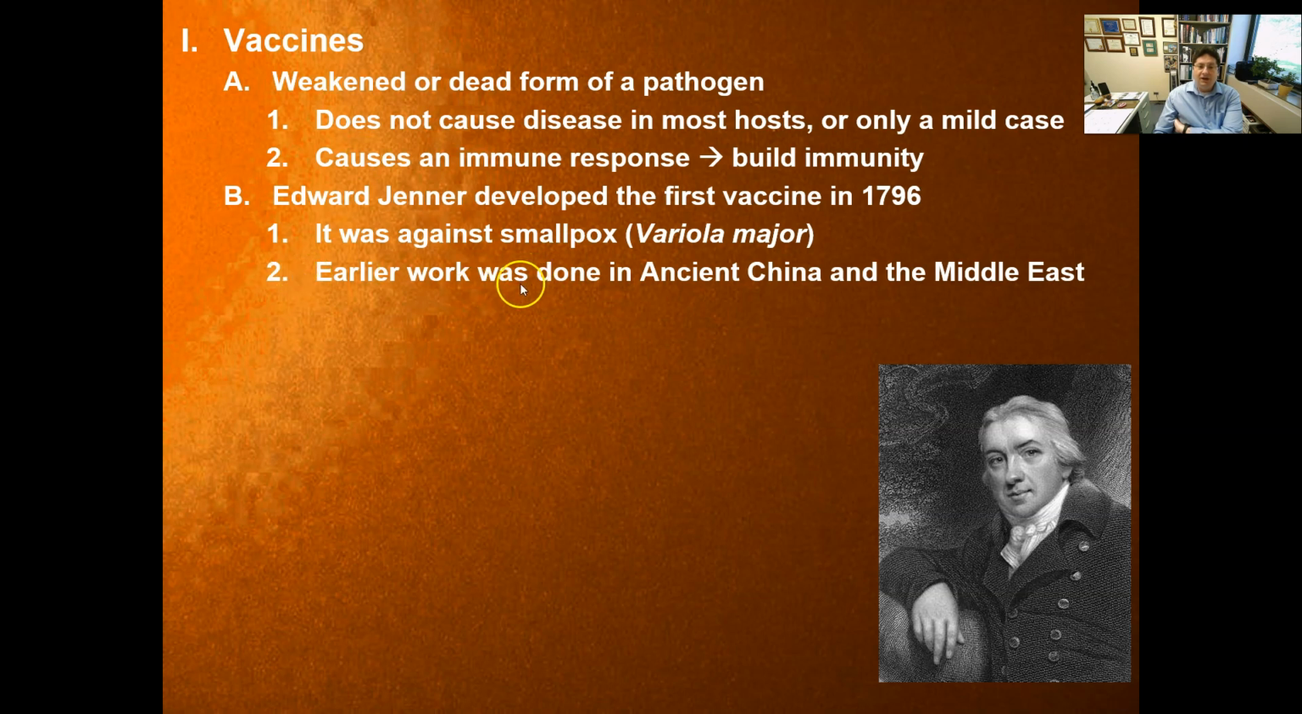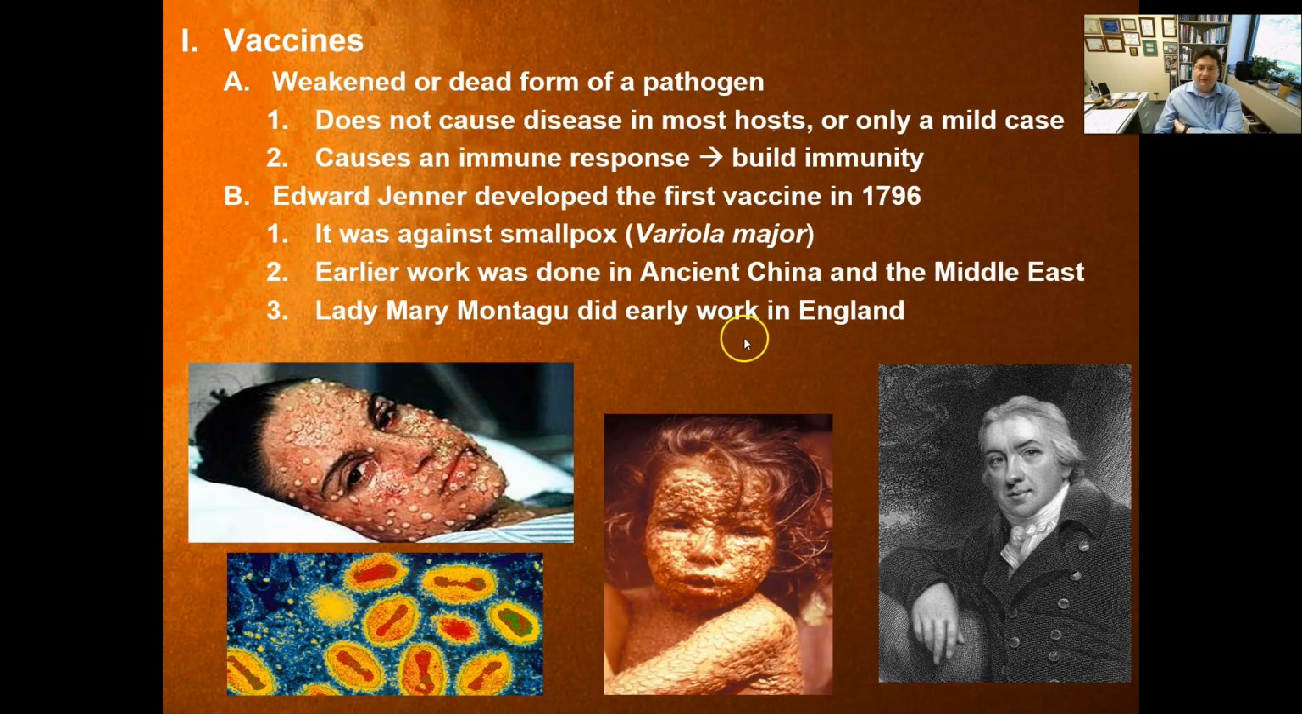Earlier work before Jenner had been done in ancient China and in the Middle East, and a woman named Lady Mary Montagu did work in about 1717 or the 1720s in England, predating Jenner. So scientists always build on the work of others. This is what smallpox looked like. And one of the really bad things about it was that even if you survived smallpox, which people did, it would leave these nasty scars on you pretty much for life.